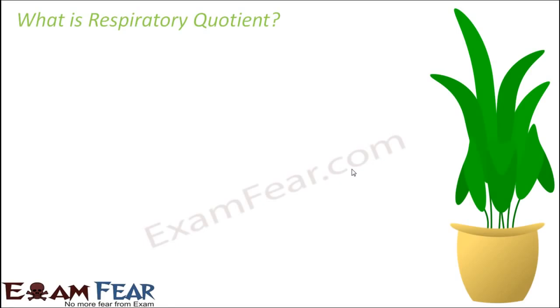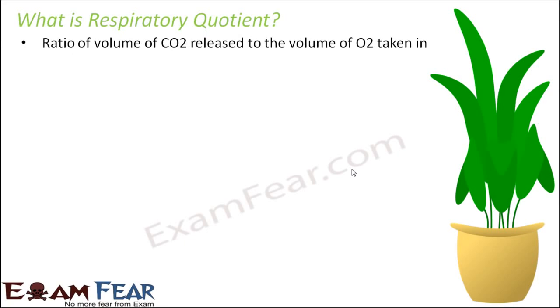In case of anaerobic respiration, this quotient will always be infinity because there will be no oxygen taken in. So forget about that part. For aerobic respiration, if we want to measure which substrates are better at respiring with low requirement of oxygen, we need some parameter to measure it. That parameter is respiratory quotient. So let us see how we have defined this parameter. This is the ratio of the volume of carbon dioxide released to the volume of oxygen taken in.